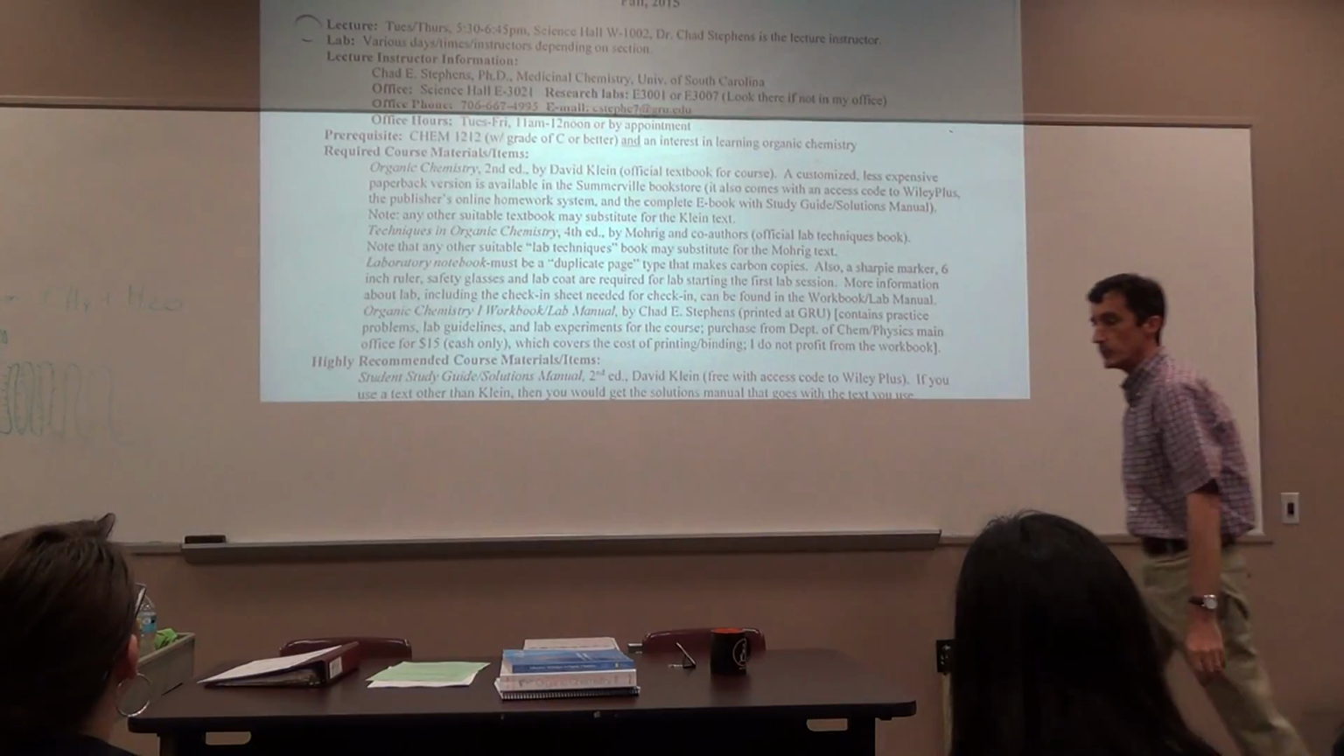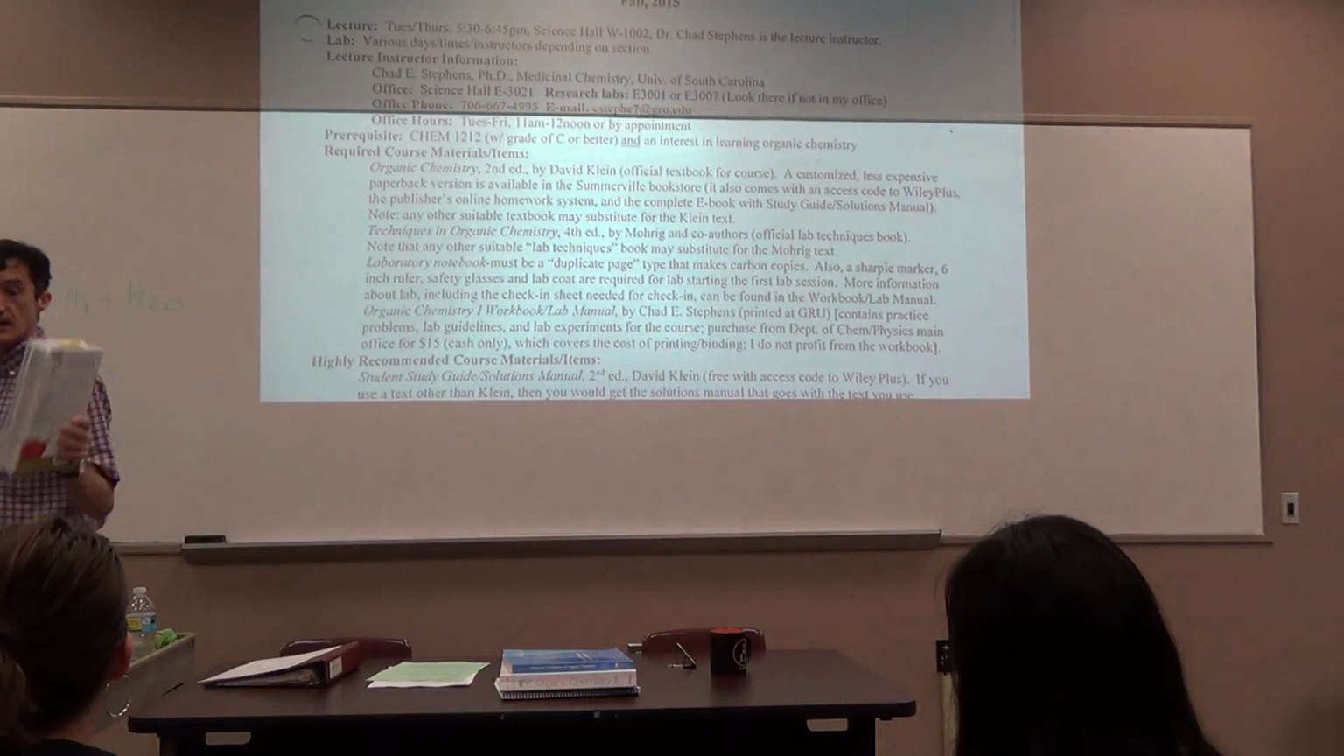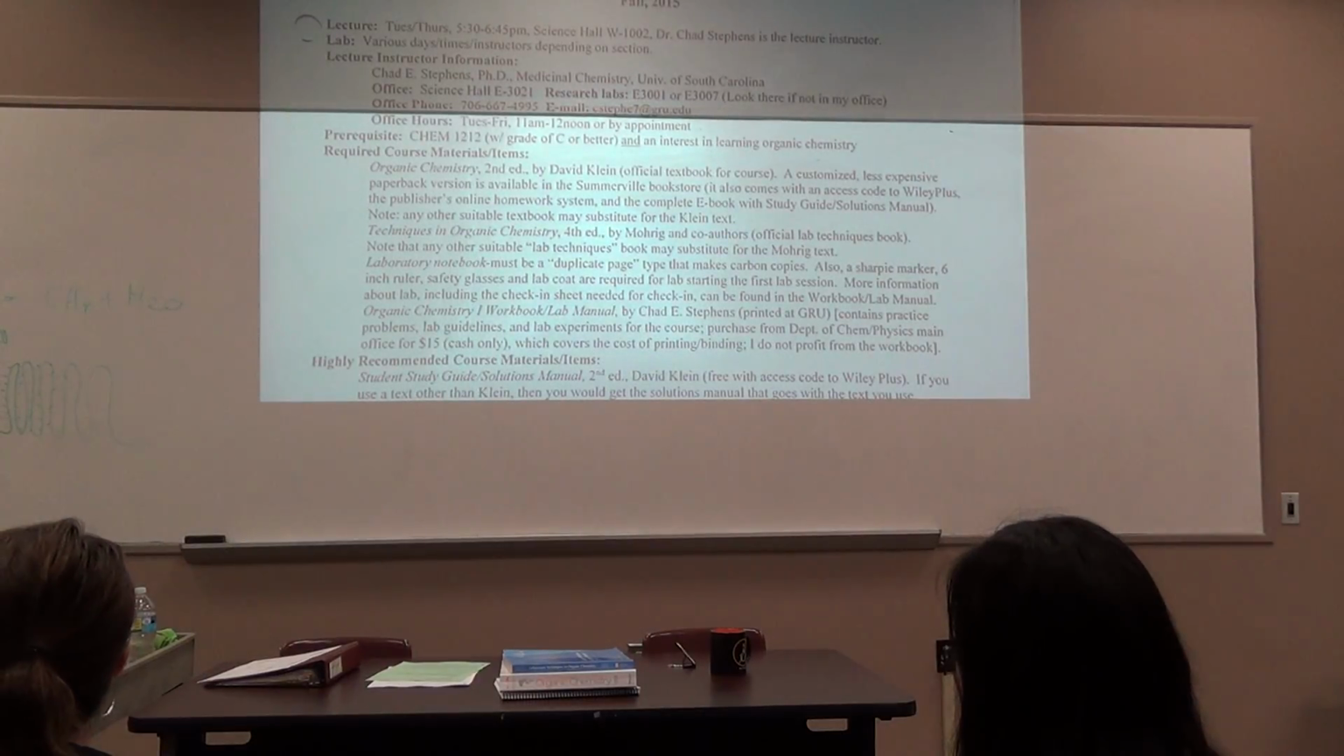Okay. Let me point out the textbook. Textbook of record is by Klein. This is the hardback version. The version we have in the bookstore here is a paperback version. Save you a little bit of money, but you can probably still get this hardback on Amazon cheaper than that.